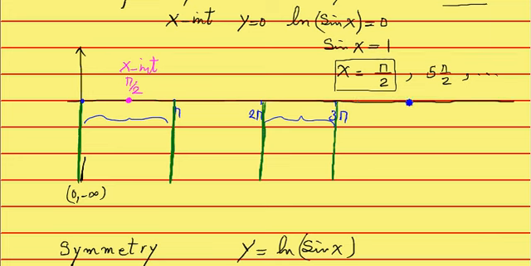and if you wish to continue, of course we have here 4 pi, 5 pi, and so on. You could of course go backward as well, go to minus pi, and at all of these spots you have an asymptote.